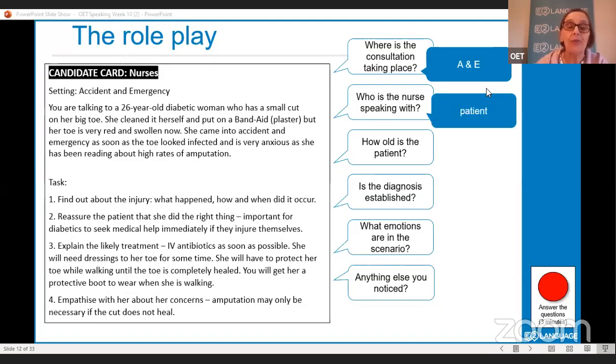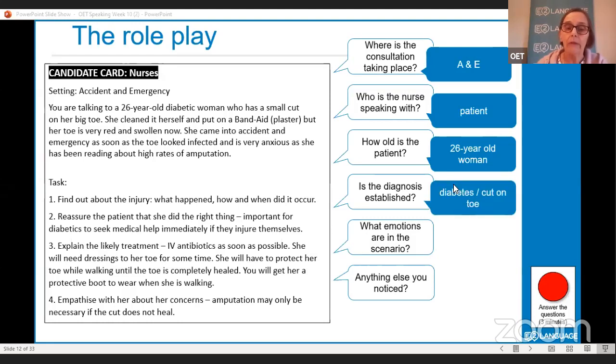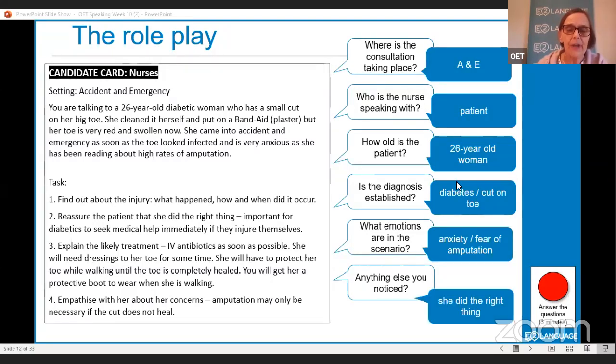The nurse is speaking with a patient. Who is that patient? She's a 26-year-old woman. Okay, well, it could be a man if your interlocutor's a man in the end. They usually don't have women or men on them. Is the diagnosis established? Well, she has diabetes, and to make it even worse, she has that cut on her toe. Now, her emotions: anxiety, fear of amputation, yes. Anything else you noticed? Well, the fact that she did the right thing. So you need to sort of praise her in a way.